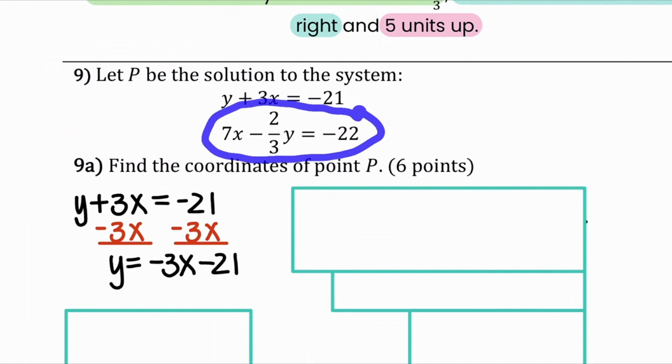And so, by substitution, once we have manipulated our first equation, we're going to take that value of y and now substitute it into the equation that we have not used yet, which is our second one over here.